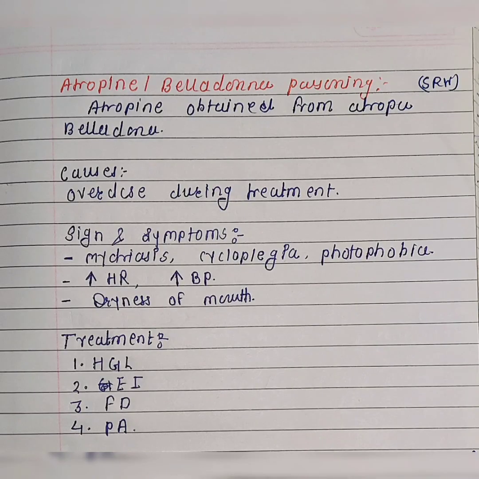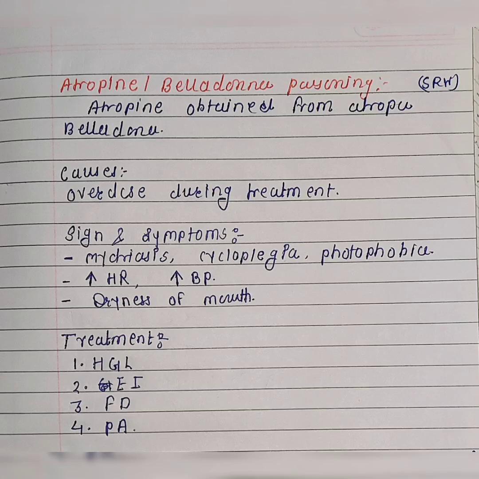Now, atropine or belladonna poisoning. Atropine is obtained from Atropa belladonna. The main cause of atropine poisoning is overdose during treatment. The signs and symptoms of atropine poisoning include mydriasis, cycloplegia, and photophobia, and also an increase in heart rate, an increase in blood pressure, and dryness of the mouth.